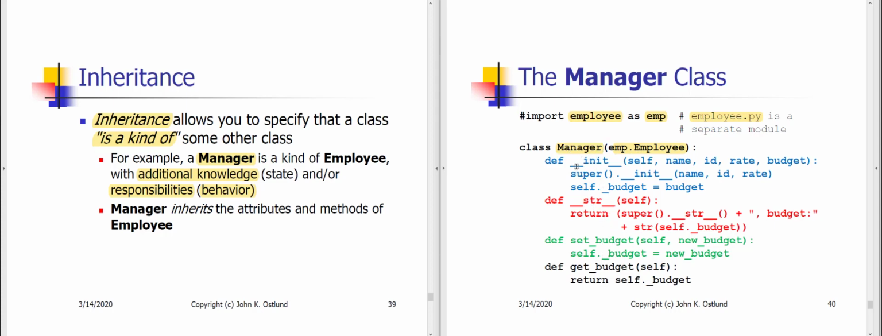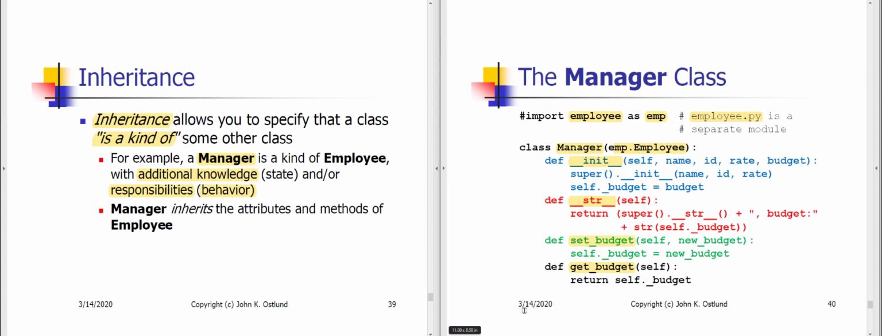All right, so for the manager class, we're going to need to define the dunder init function that initializes a manager. We're going to need to define a dunder str function that converts the internal representation of a manager into a string that we could then display. And our manager, in addition to being an employee, also has a budget that we have to be able to set and get.